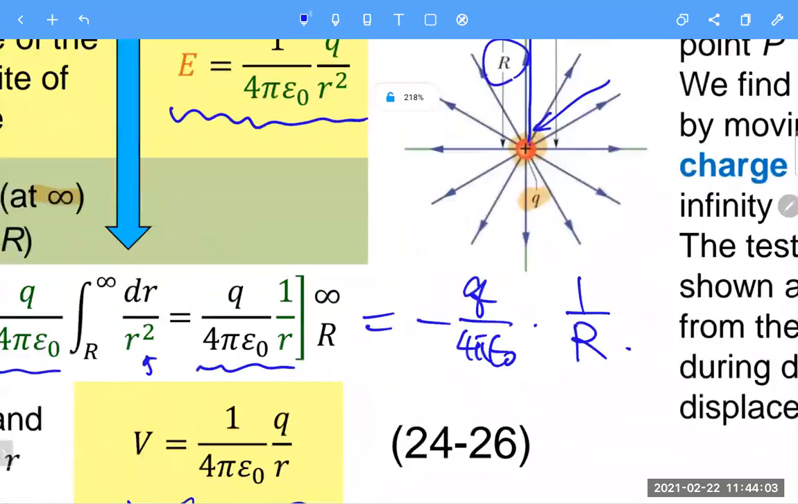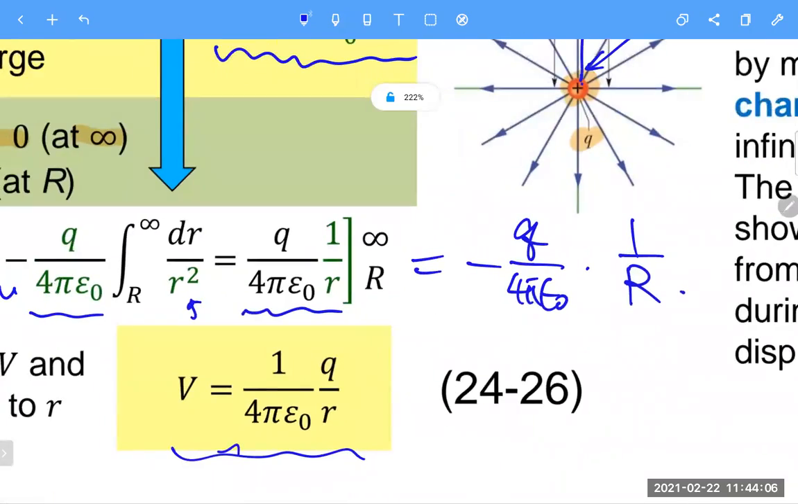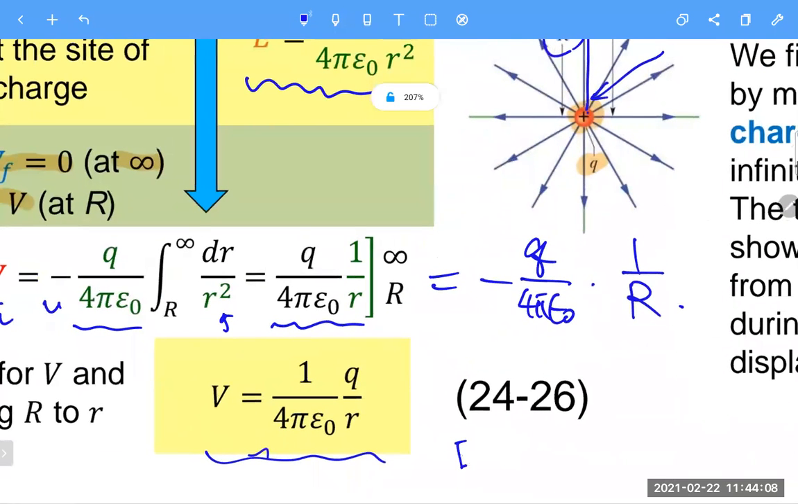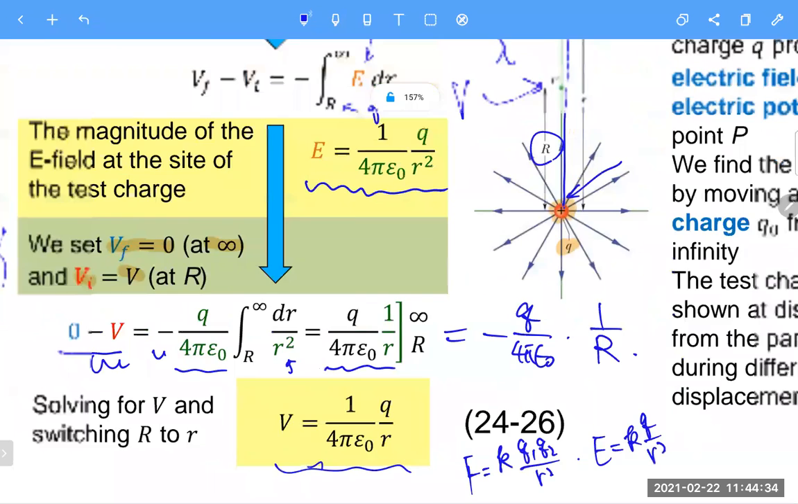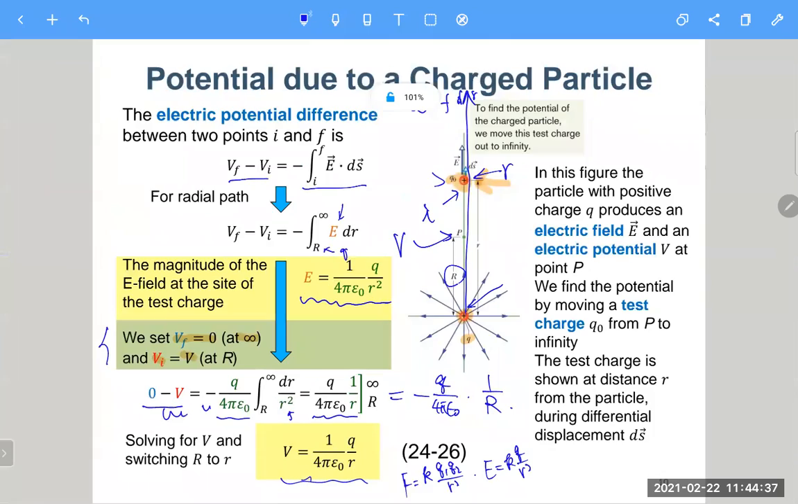So we come up with similar expressions: F is KQ1Q2 over R squared, and E is KQ over R squared. Now we only have Q over R for V. And some pages later, you will see U is KQ1Q2 over R. So these are similar expressions.